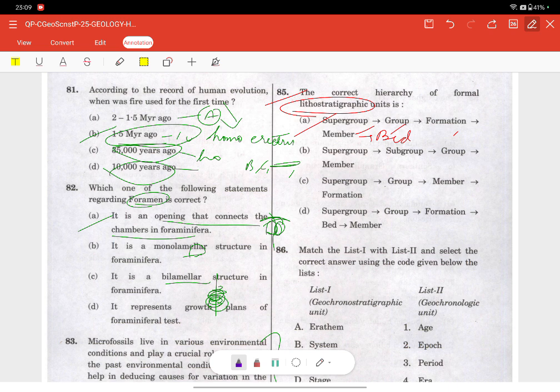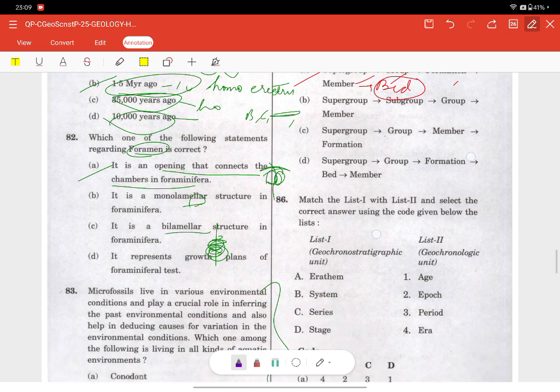Supergroup is like a collection of groups. Then we have the collection of formations, that is group. Formation is primary. It's the mappable unit defined by lithology, and member is the subdivision of formation. And bed is the smallest unit and it lies below the member. So the first option is correct.